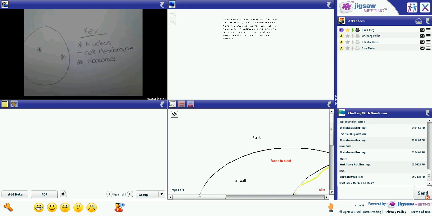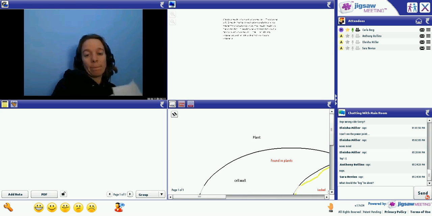So you could write, the starburst is the nucleus, the control center of my cell. Either way is fine. Great question, Sarah. Anyone else have any other questions?